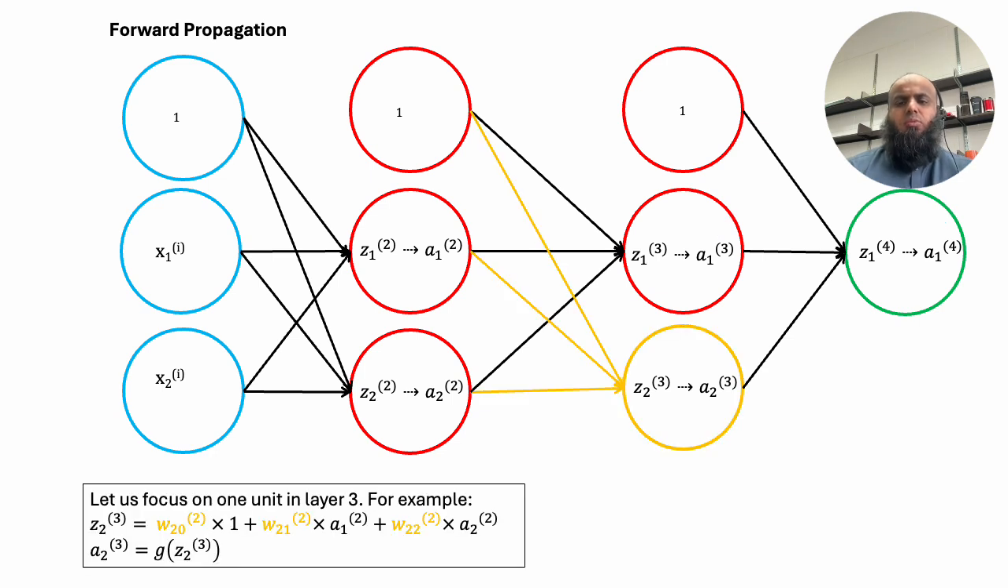Let us focus on one particular unit in hidden layer number 3, where the weighted sum is represented as Z2 superscript 3. We calculate this by multiplying the weights with the corresponding units in the previous layer and then summing them up. Finally we compute the activation value by applying the activation function. The input to this activation function is the weighted sum.